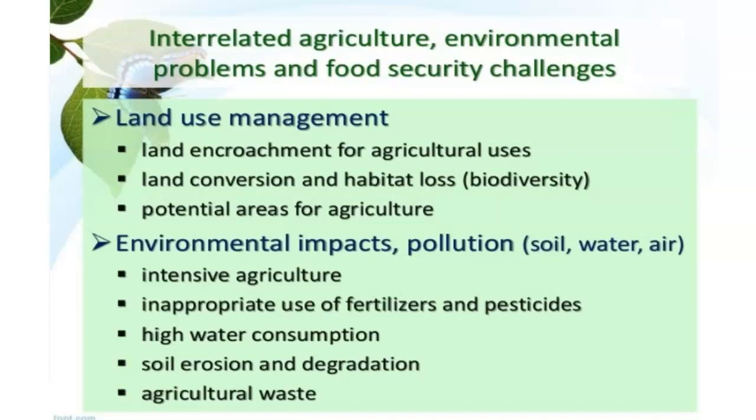And then looking at environmental impacts like pollution on soil, water, or air. That is due to intensive agriculture, utilizing the land, stressing the land too much. There can also be an inappropriate use of fertilizers and pesticides that could be really detrimental. High water consumption, soil erosion and degradation, and then agricultural waste.